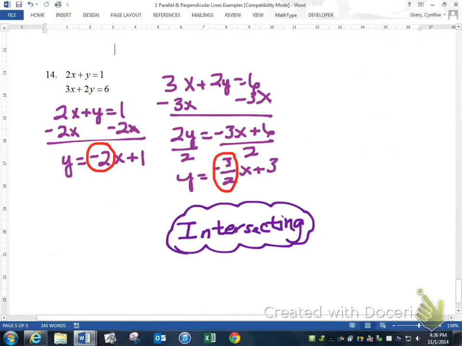Okay, when I solved the first one for y, 2x plus y equals 1, I got y equals negative 2x plus 1, slope of negative 2. On the second one, 3x plus 2y equals 6, I solved it for y. I got y equals negative 3 halves x plus 3. The slope was negative 3 halves. I circled both slopes. They are not the same, and they are not opposites and reciprocals. So therefore, these two lines intersect, but not in any special way, so they're just intersecting.